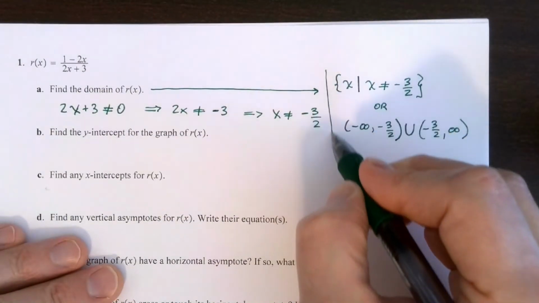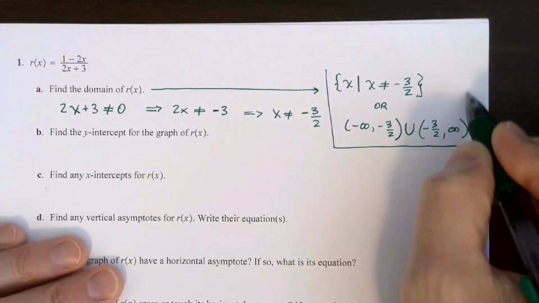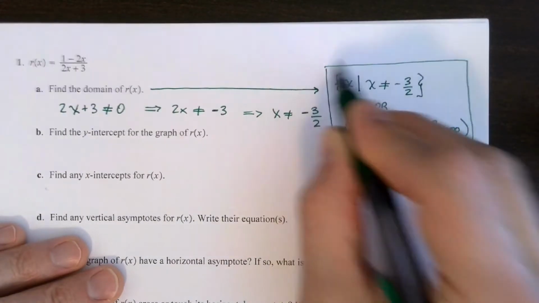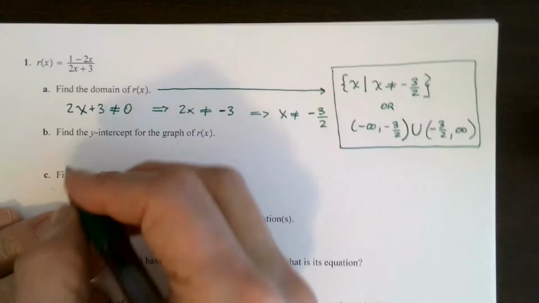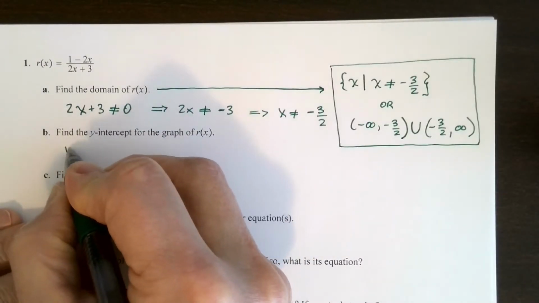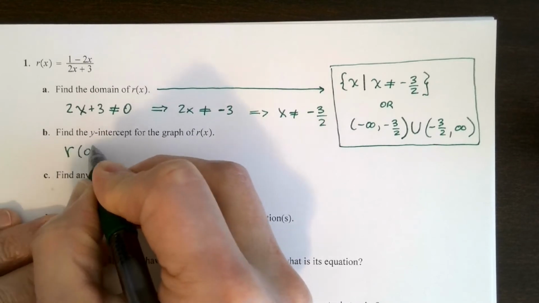So either of these will work, or, if you just write in words, all real numbers except negative 3/2. Okay, so there's the domain. Now, let's find the y-intercept. Well, y-intercept again is easy. We simply plug in x equals 0 into the function, and what do we get out?